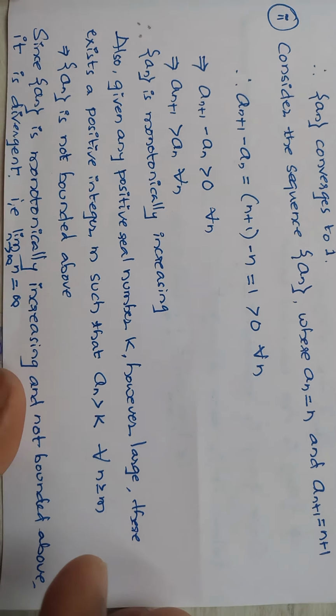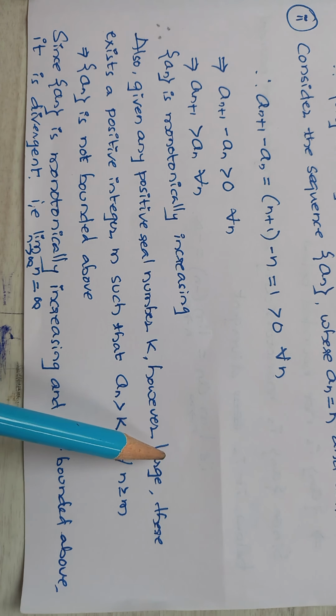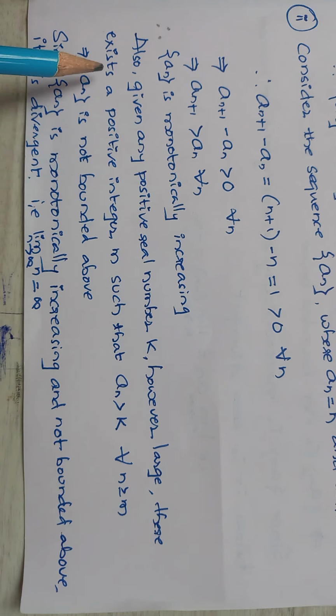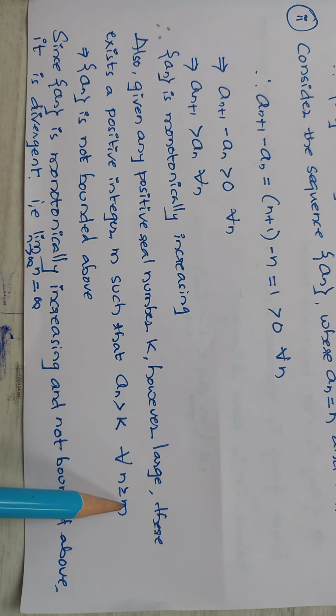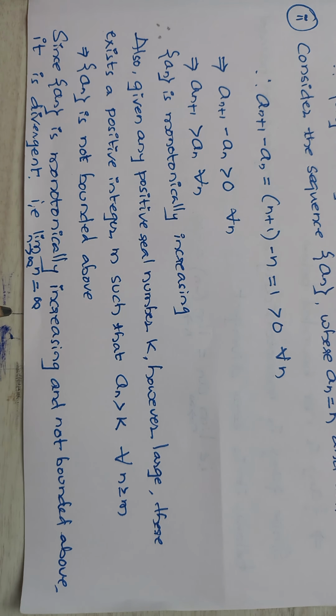Therefore, in general, given any positive number k, however large, there exists a positive integer m such that a_n is greater than k for all n greater than or equal to m. That implies the sequence a_n is not bounded above. The given sequence a_n = n is not bounded above. Since n is monotonically increasing and not bounded above, it is divergent.